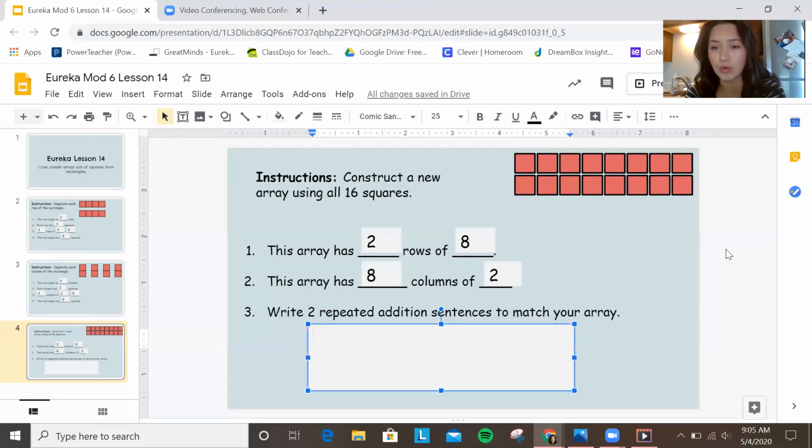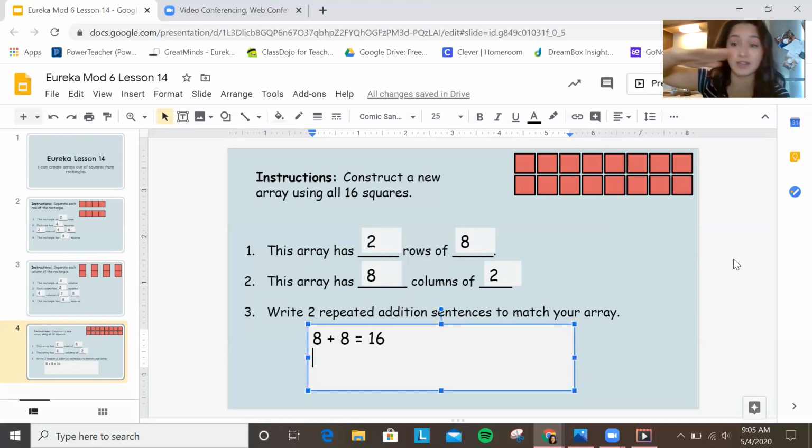So no biggie, but we need to make 2 repeated addition sentences to match this array. Let's first start with rows. This row and this row. How many squares are in this first row? 1, 2, 3, 4, 5, 6, 7, 8. I have 8 in the first row. Now let's count our second row. 1, 2, 3, 4, 5, 6, 7, 8. 8 plus 8 equals what? Good, 16.